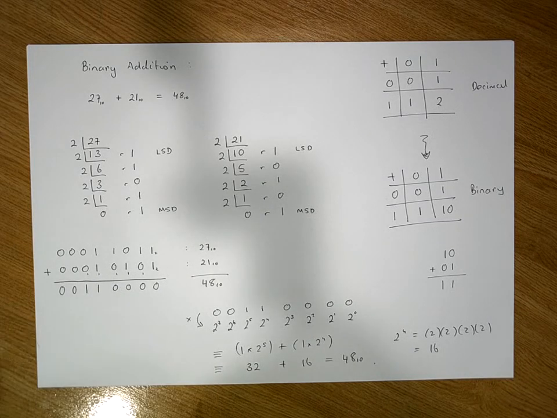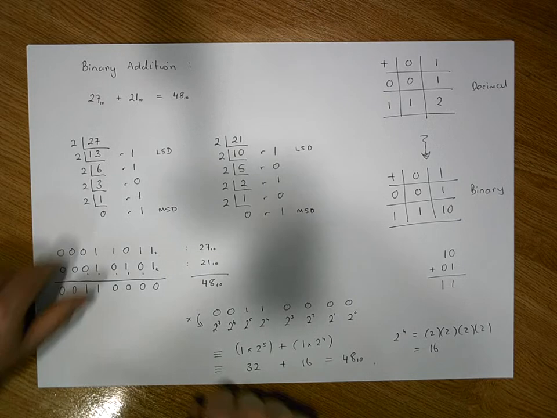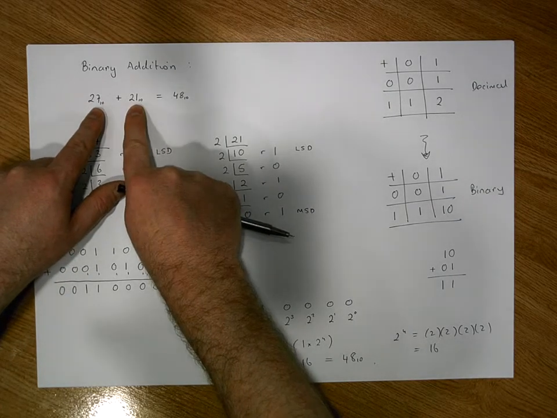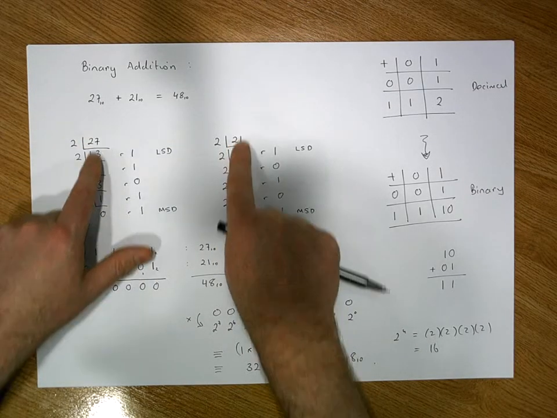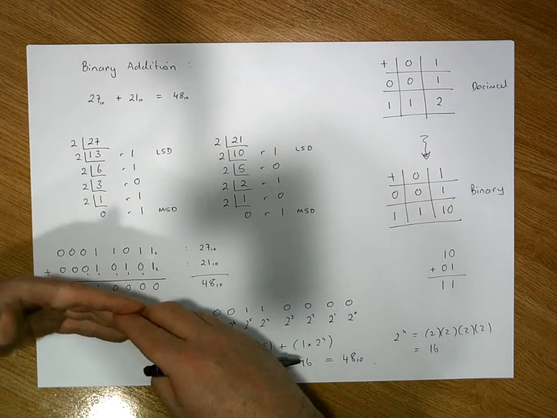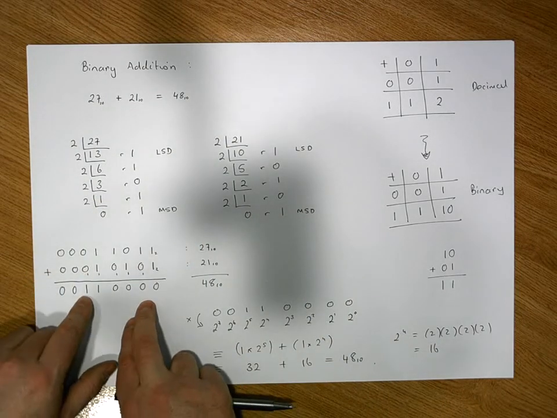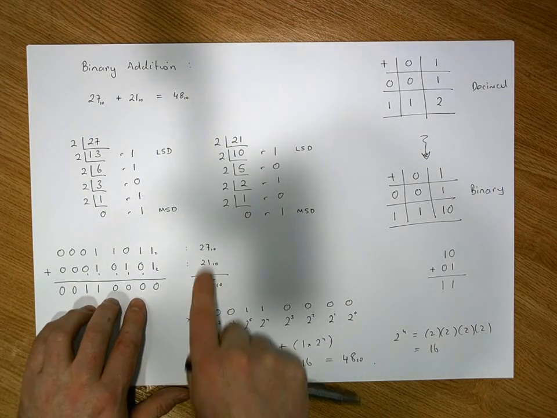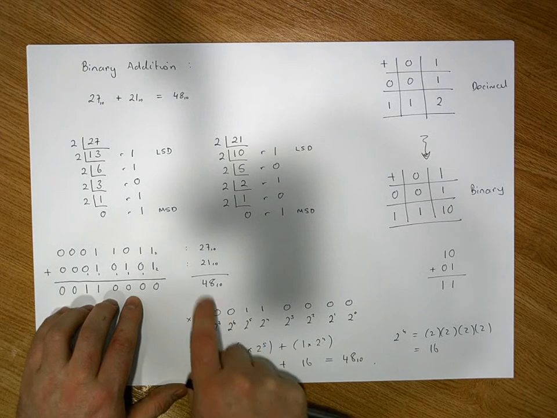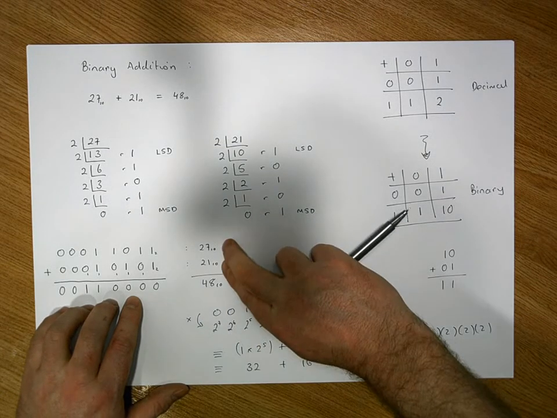That was just one particular example of taking two decimal numbers, converting them into binary, adding the resulting binary numbers together, and sanity checking to make sure that this binary number is equivalent to what we would expect when we add the two decimal numbers together.